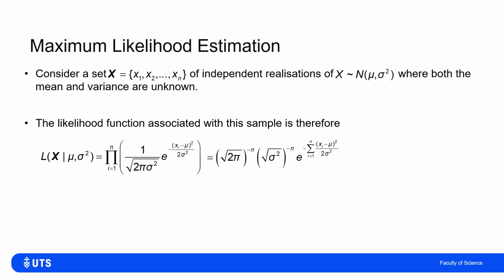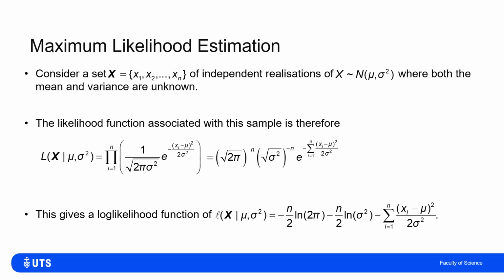So when I do this, I've got a 1 over root 2 pi at each term, so I've got n of those multiplied together, so I've got root 2 pi to the minus n. I've got 1 over the square root of sigma squared in each term, so I've got that to the minus n. And then when I multiply the exponentials, I just add their exponents.